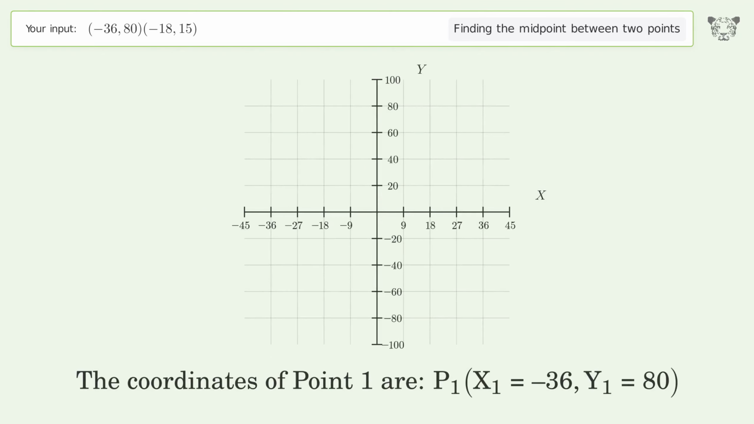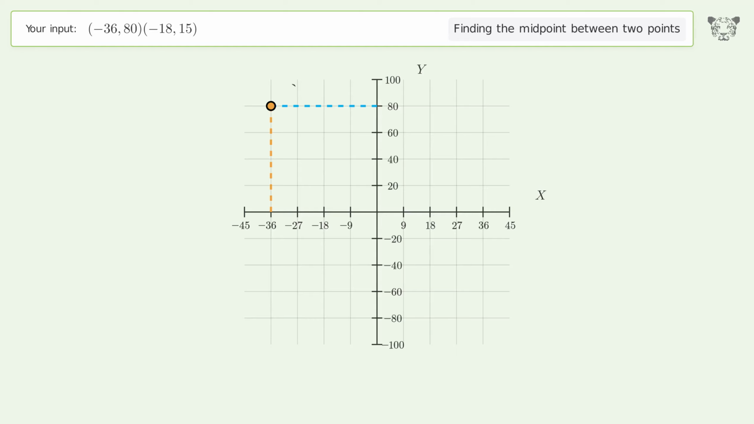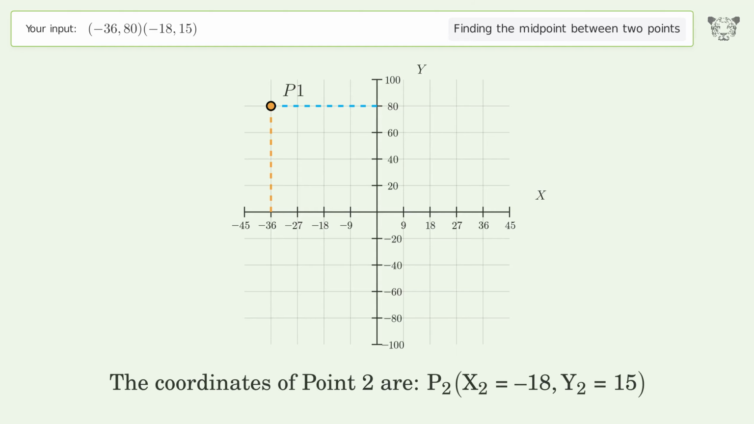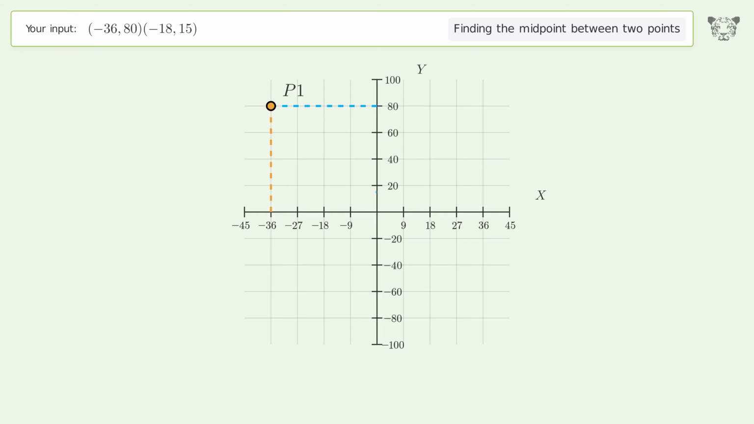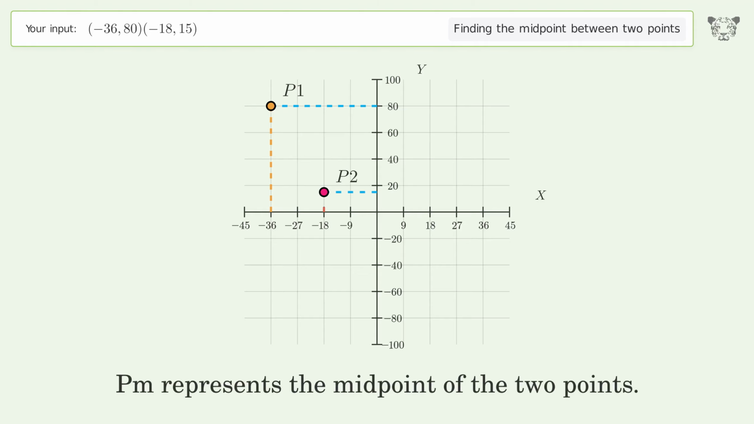The coordinates of point 1 are x1 equals negative 36, y1 equals 80. The coordinates of point 2 are x2 equals negative 18, y2 equals 15. PM represents the midpoint of the 2 points.